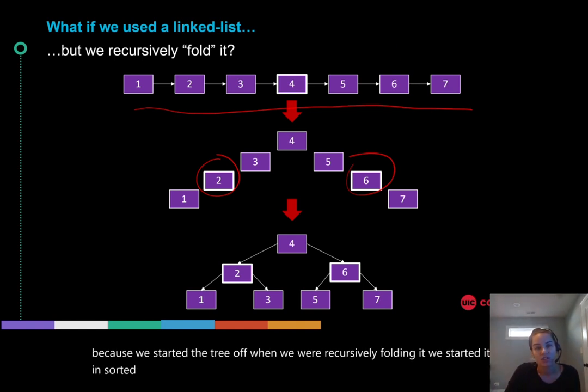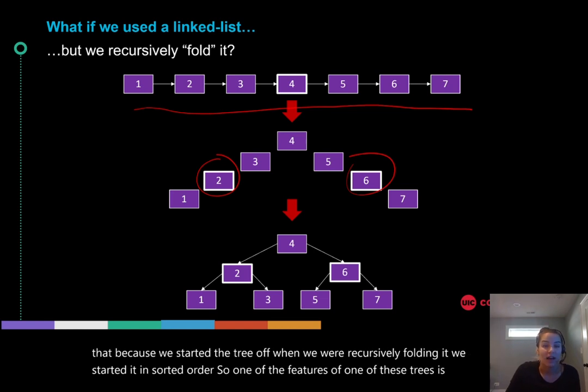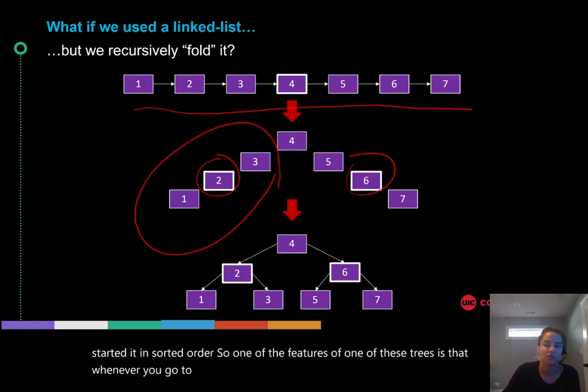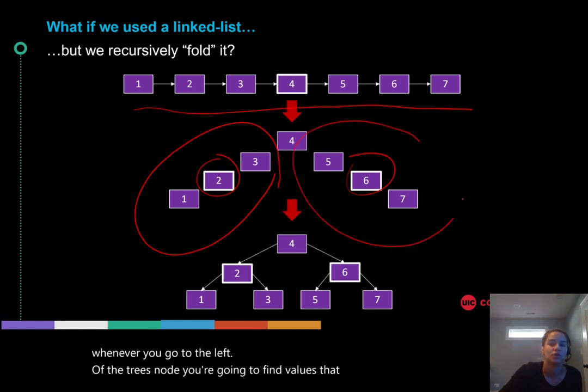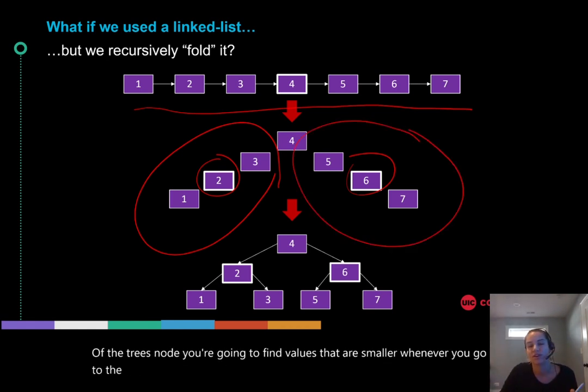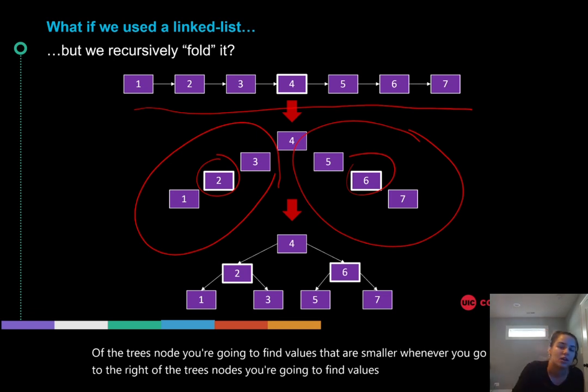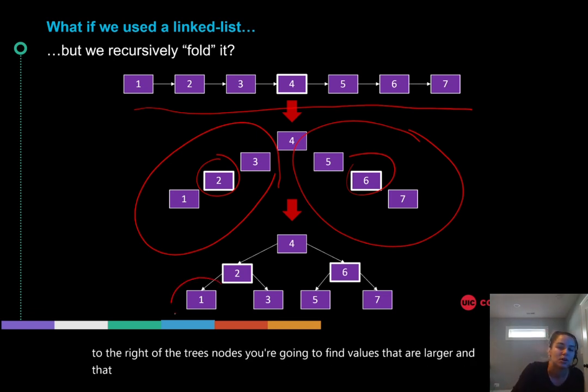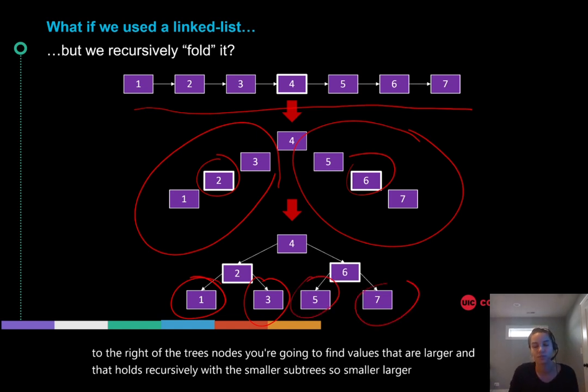So one of the features of one of these trees is that whenever you go to the left of the tree's node, you're going to find values that are smaller. Whenever you go to the right of the tree's nodes, you're going to find values that are larger. And that holds recursively with the smaller subtrees. So smaller, larger, smaller, larger.